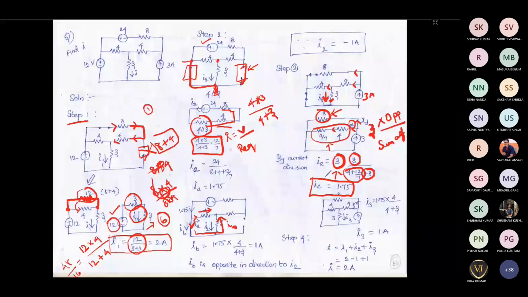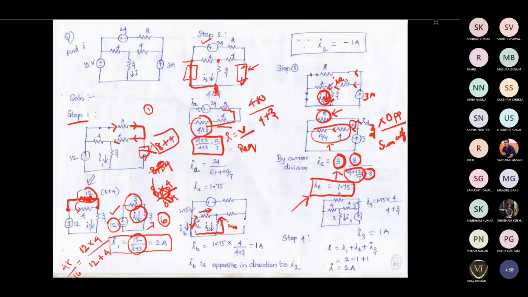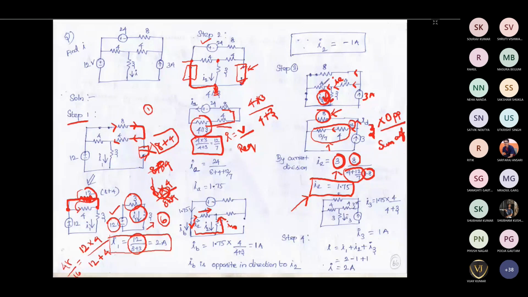Once you find IE as 1.75 ampere, what do we need to find? Actually, we need to find the current through this 3 ohm resistor, that is I3. The current entering here is IE, which we have found. You have a 4 ohm resistor and a 3 ohm resistor, and these two are connected in parallel. Again, you apply the current division formula in order to obtain the current flowing through this 3 ohm resistor.